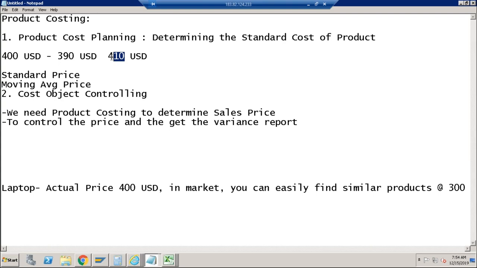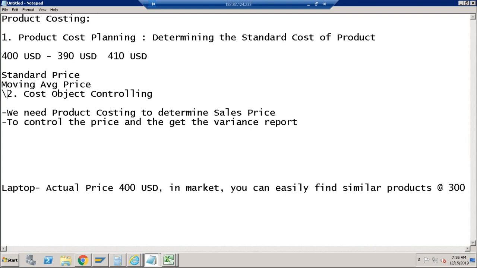So these 2-3 things that we discussed: number one is to make the buy versus make decision, number two is to determine the sales price, and number three is to determine the standard price so that you can control and get the variance report. These are some of the benefits of using product cost planning. So you do the product cost planning to determine this particular cost. As I told you, the second thing within product costing is cost object controlling.